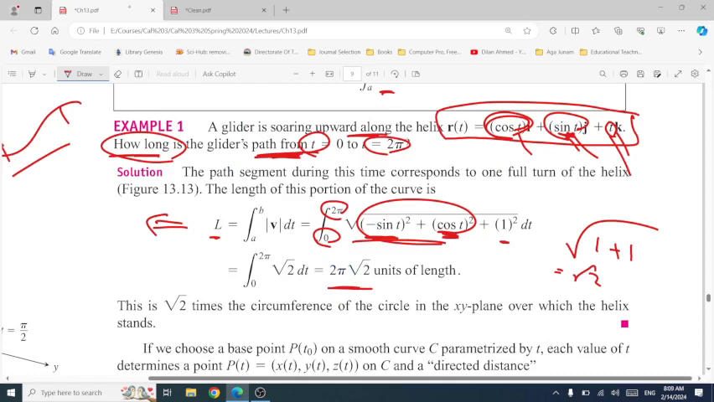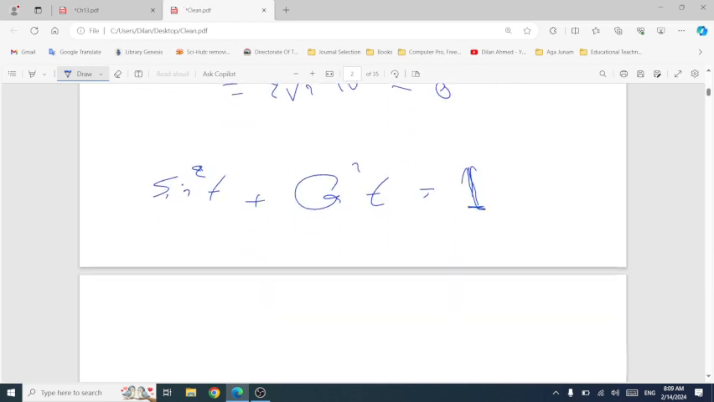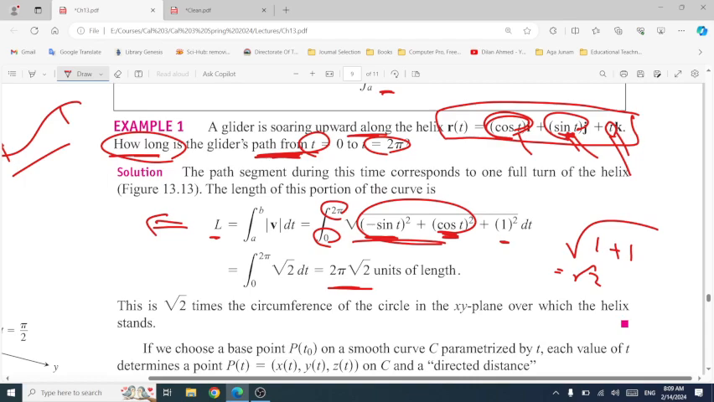Is there anything not clear? Sine squared, we have a rule: sine squared of t or theta or x plus cosine squared of t is equal to 1. This is the identity, okay? This is the identity. So it means that today we just have to compute the integral.